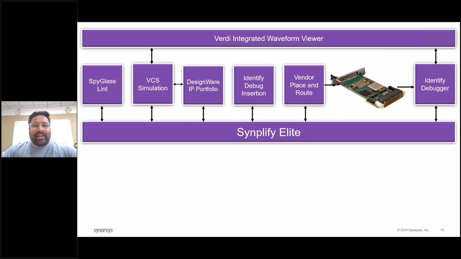It can be integrated with your VCS for doing simulation, and the important part is supporting the DesignWare IP portfolio. Synopsys being an IP company, it has a lot of IPs available, which can be straight away consumed from your DesignWare. This IP portfolio can also be accessed through your Simplify Elite. Apart from that, it has Identify debug insertion, and the Identify debugger is available.